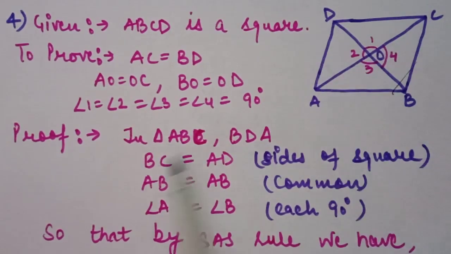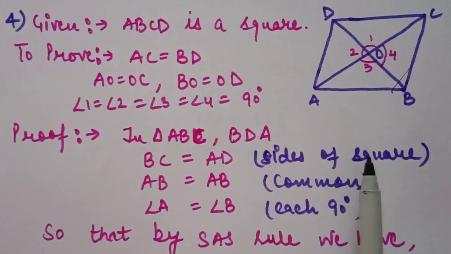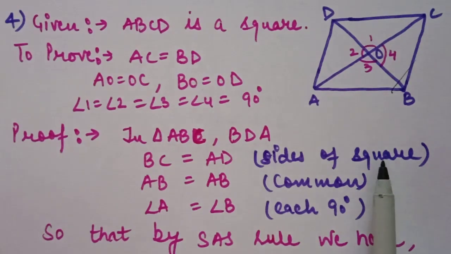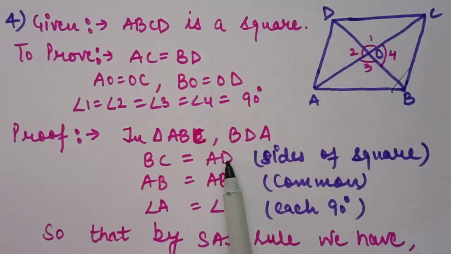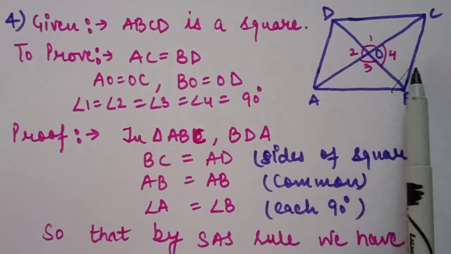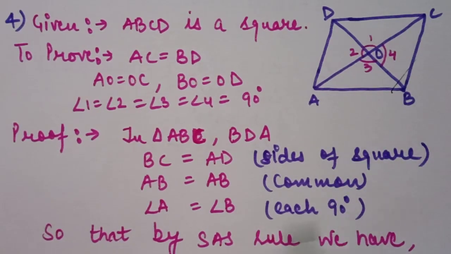BC and AD are equal to each other because all sides of a square are equal to each other. In square, all four sides are equal to each other, and it is given to us that ABCD is a square. So BC is equal to AD. AB is equal to AB, common. Angle A is equal to angle B, each 90 degree, because we know it very well that all interior angles of a square are equal to 90 degree.